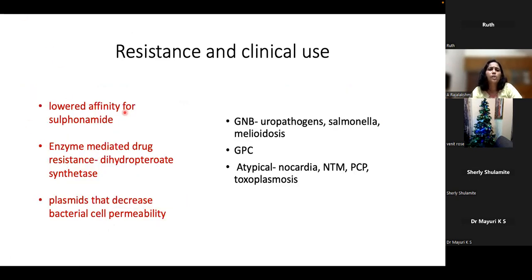Resistance occurs by lowered affinity of the sulfonamide, enzyme-mediated drug resistance, and plasmids that decrease bacterial cell permeability. It is a very good drug. It has a wide action. I have only highlighted a few. It is a good drug for UTI, and uropathogens like E. coli and Klebsiella can be treated. It is a good drug for Salmonella and melioidosis.